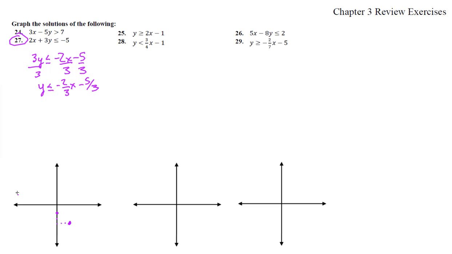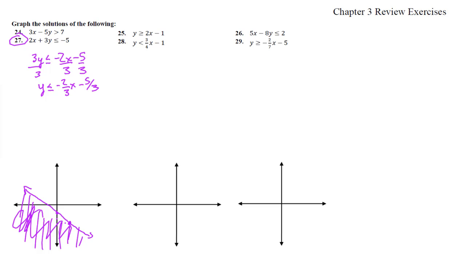So let me see. Do we have a solid line or a dashed line? Solid line. Y equals negative 2/3 x minus 5/3. That line right there is part of the solution. So we draw it in as a solid line. And then it says y is smaller than this. So the y's under the line. We look down and we got it. That's what it'll look like.